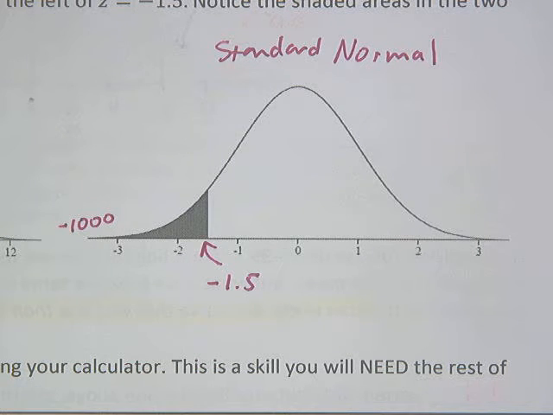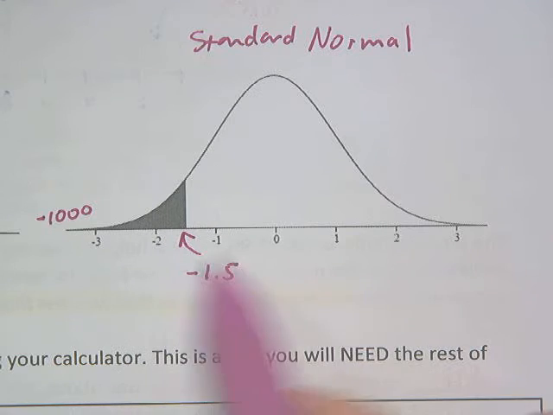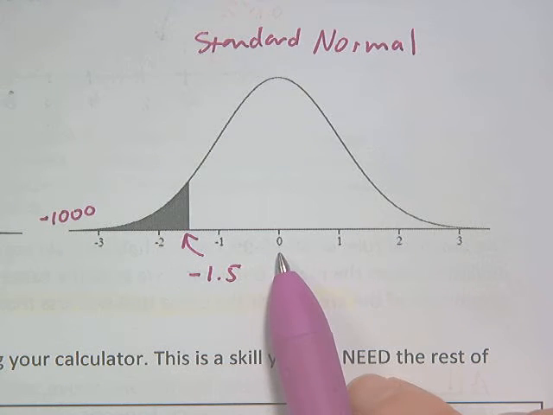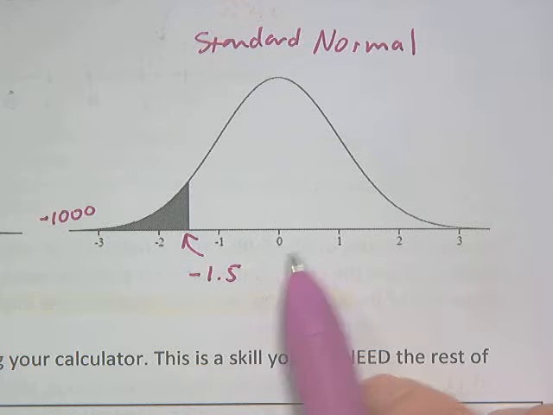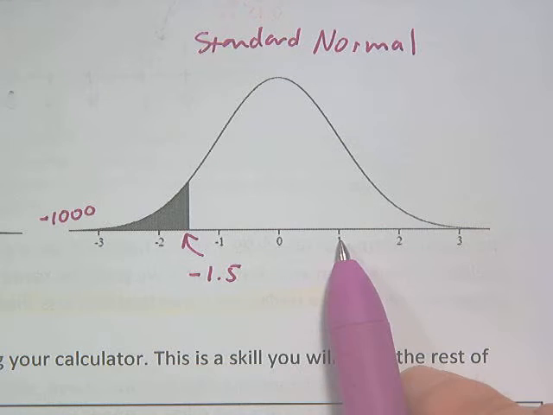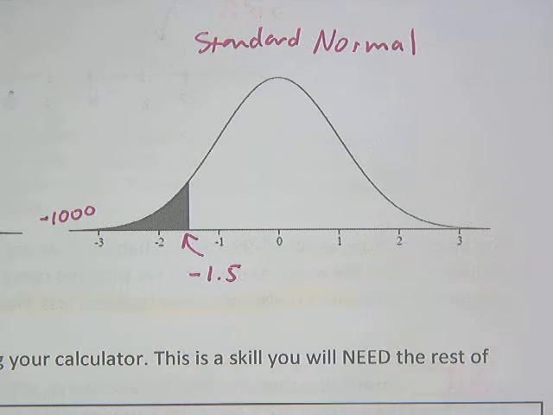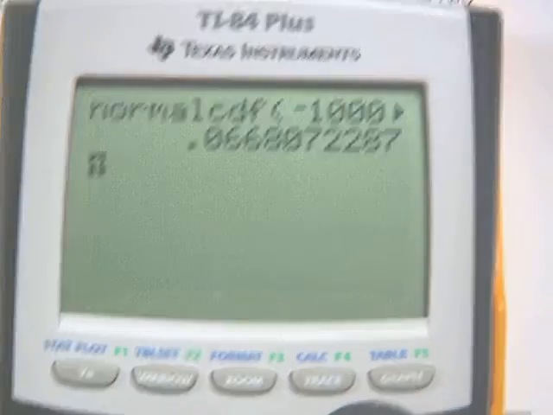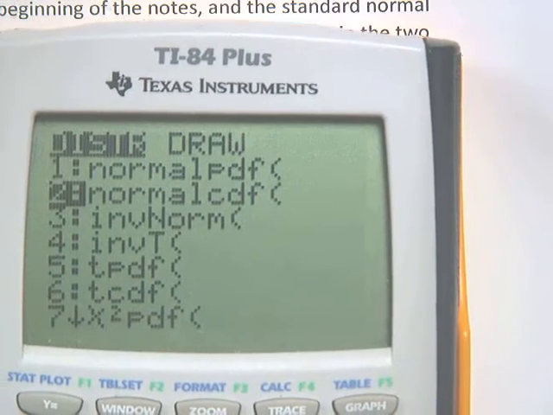Second period, what are you going to put for the mean of the standard normal curve? 0. What are you going to put for standard deviation of the standard normal curve? 1. Just look at your picture. If I lost you, the mean is in the middle. Standard deviation is what you're counting by. So 0 is the mean, 1 is the standard deviation. So do second vars, normal CDF.